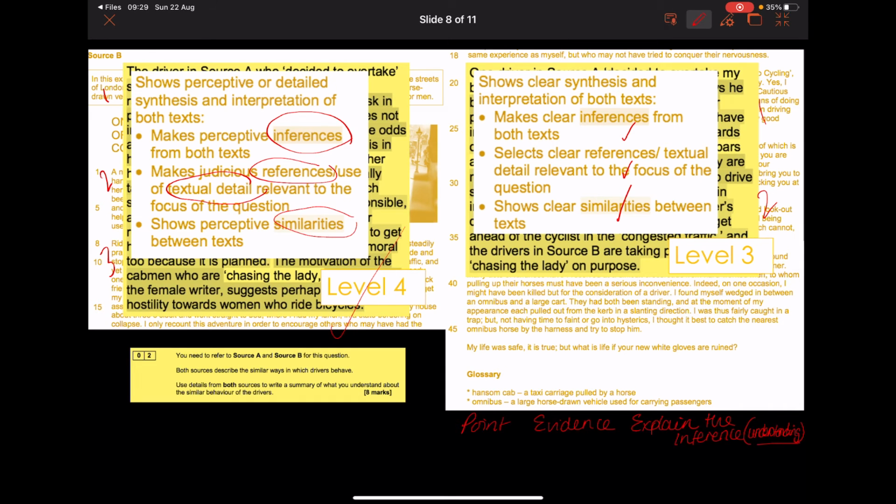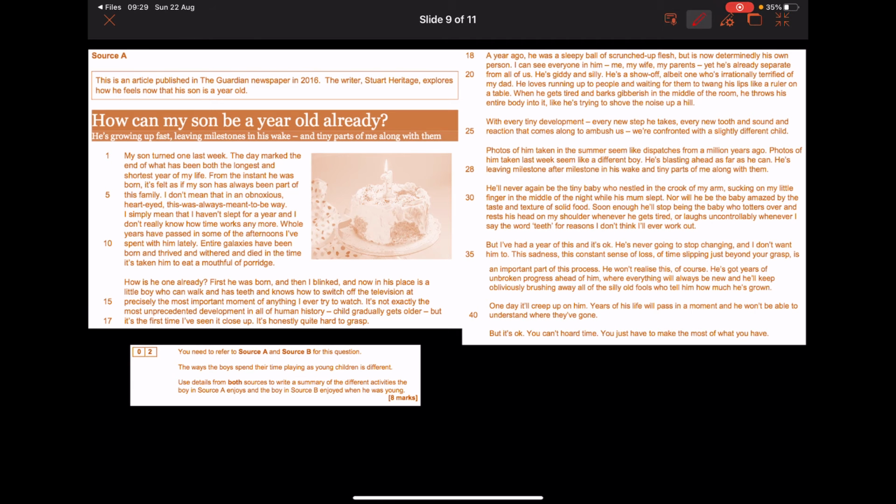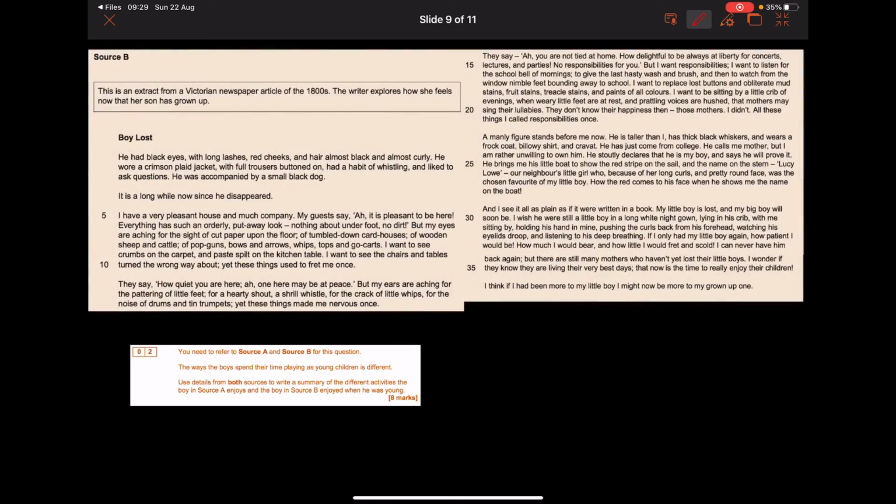All right. Okay, last one then. You have got source A here, and the last question asks you to use details from both sources to write a summary of the different activities the boy in source A enjoys and the boy in source B enjoyed when he was young. So, text A, pause the video to read it. And text B, pause the video to read it. Okay, so let's look at some answers then.